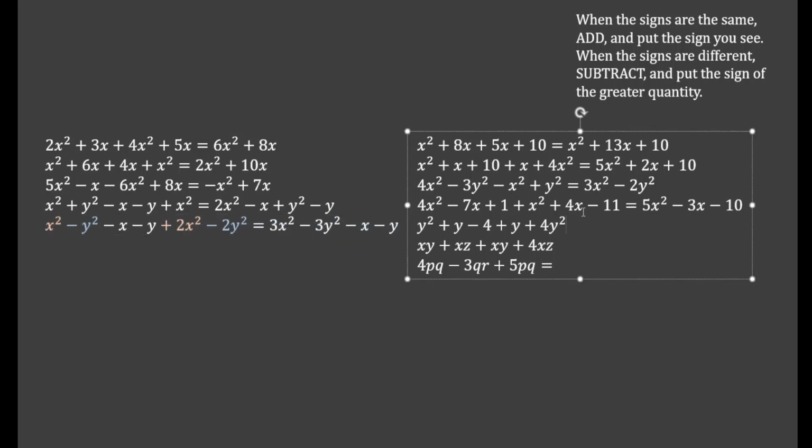All right, the next one, Asriel, what you got for this one? I got 5y squared plus 2y minus 4. Correct. Good.